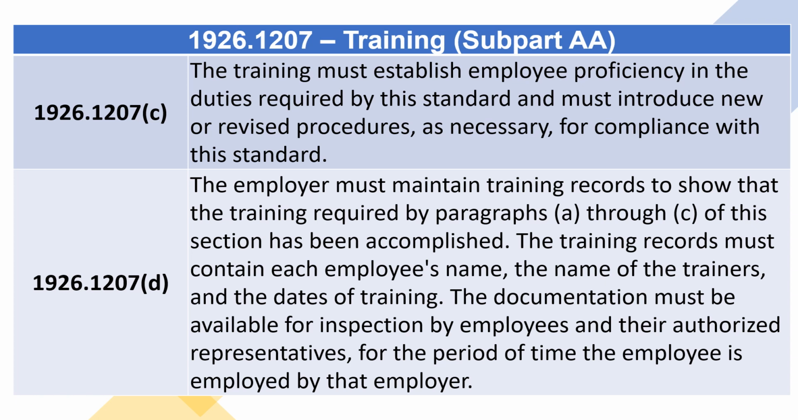1926.1207(d): The employer must maintain training records to show that the training required by paragraphs (a) through (c) of this section has been accomplished. The training records must contain each employee's name, the name of the trainers, and the dates of training. The documentation must be available for inspection by employees and their authorized representatives, for the period of time the employee is employed by that employer.